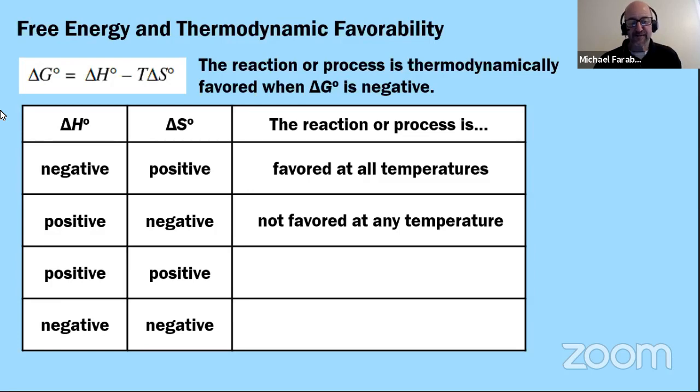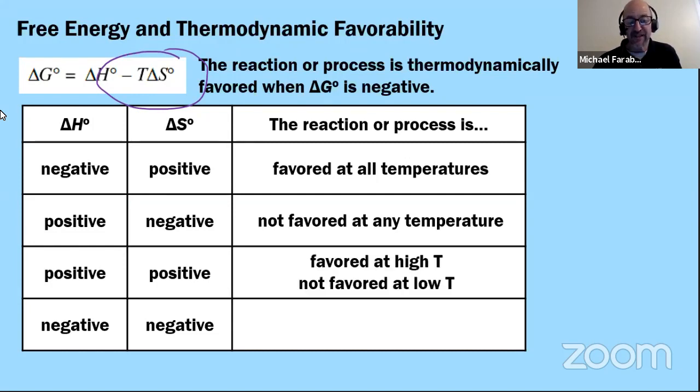Now, if they're both positive, delta H and delta S are both positive, then you would want this portion of the equation to get your focus. So if delta H is positive, that's not going to help our situation. We're trying to get delta G negative. So that would only be favored whenever the value of T is relatively high.